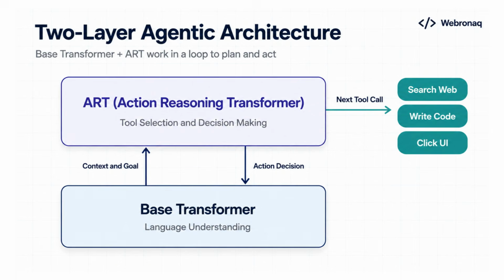And here is what makes this powerful. ART is trained separately on tool use data, so it is specialized for action, not just language. That two-layer design is what allows Muse Spark 1.1 to behave like an autonomous agent, rather than a simple text predictor. Next, we will see exactly what that looks like in practice.